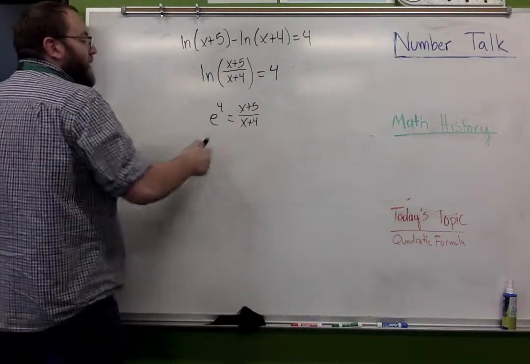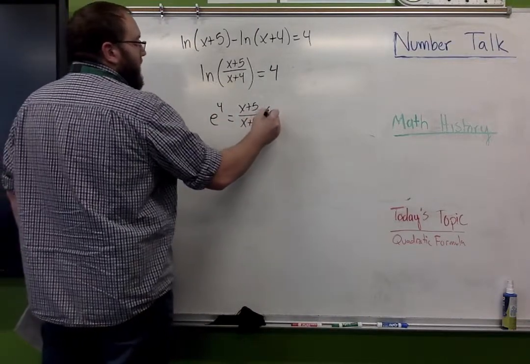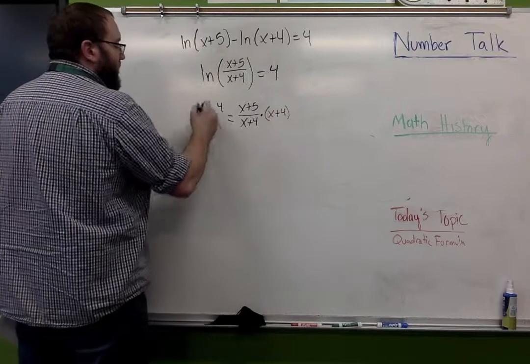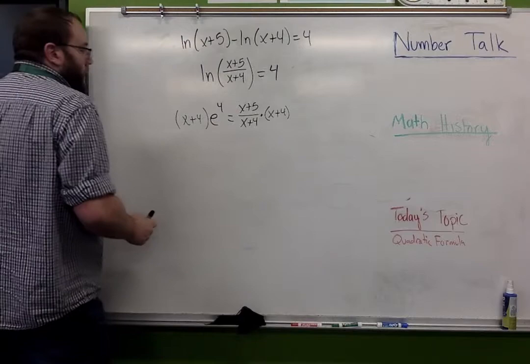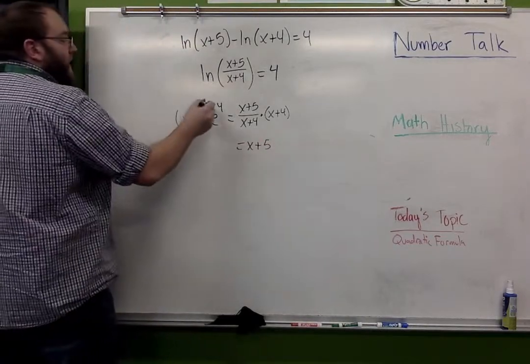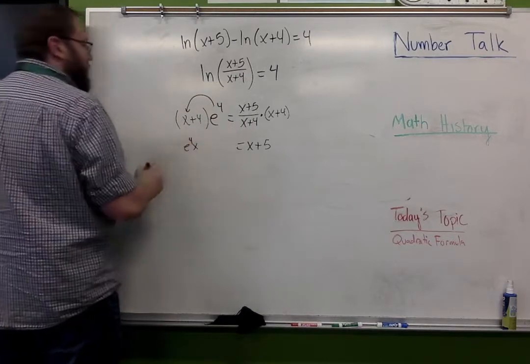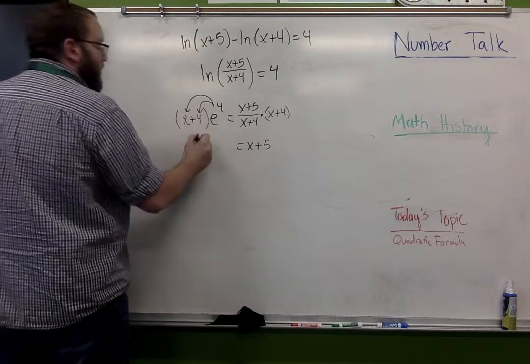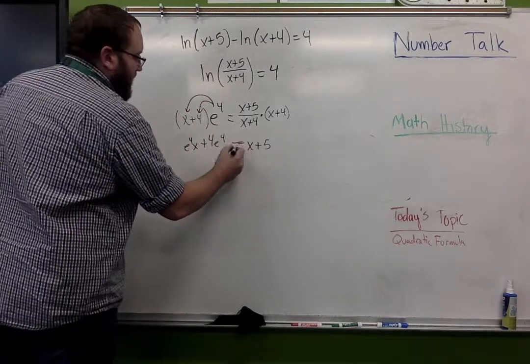To get rid of the x plus 4 and get x by itself, if I divide by x plus 4, the inverse operation is times x plus 4. So I'm going to do that to both sides. On this side, I have x plus 5. On this side, I multiply e to the 4th times x, which is e to the 4th x, and e to the 4th times 4 is 4e to the 4th. So this is what I get.